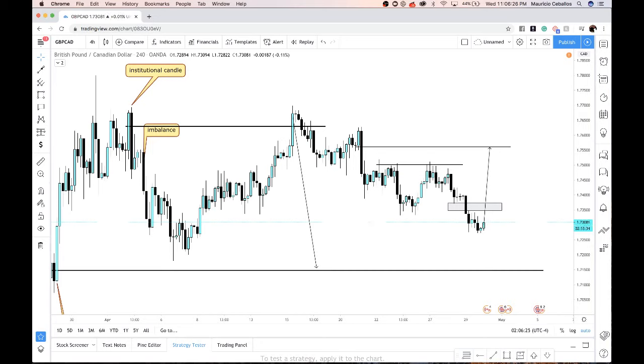Do you use the imbalance zone for entries as well? You can use the imbalance zone as entries, but to be honest, I don't use them as entries. I could, and the only way I would use them for entries would be if I put an alert. Only then would I do entries, because I would have to go in a smaller time frame to identify that potential entry.